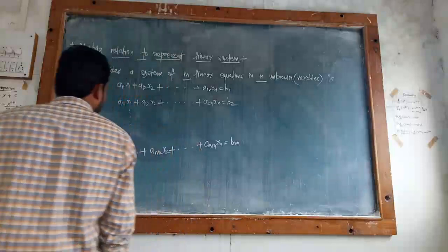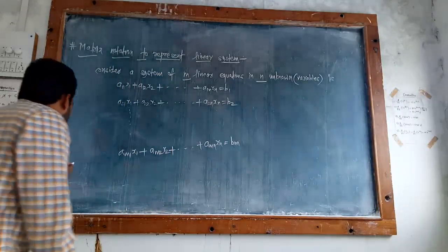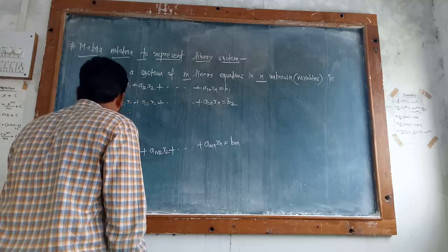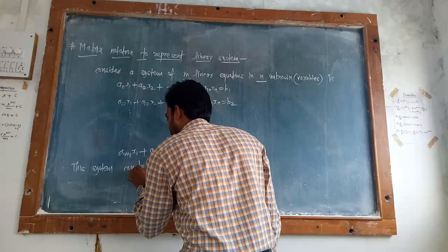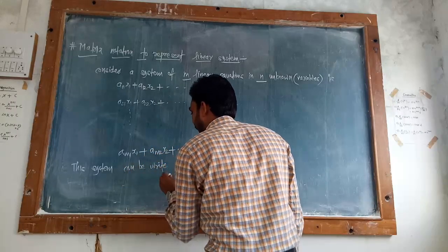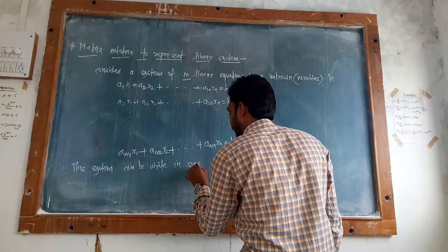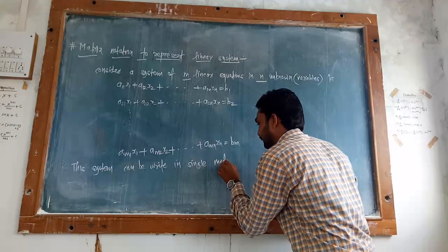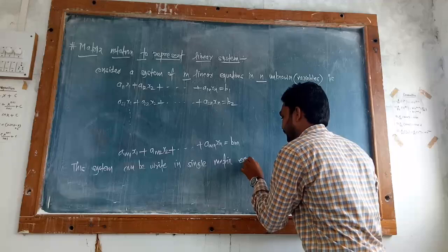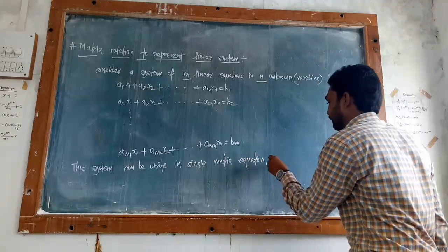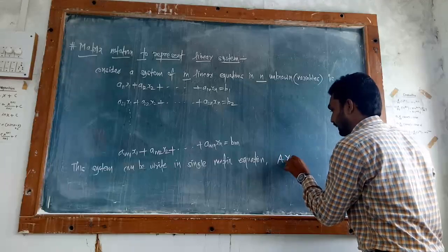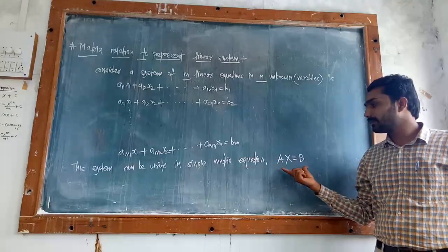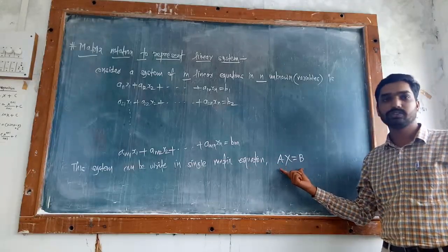Now this system can be written in a single matrix equation, that is capital A x equal to b. We can write this system in a single matrix equation. What is the single matrix equation? That is Ax equal to b.